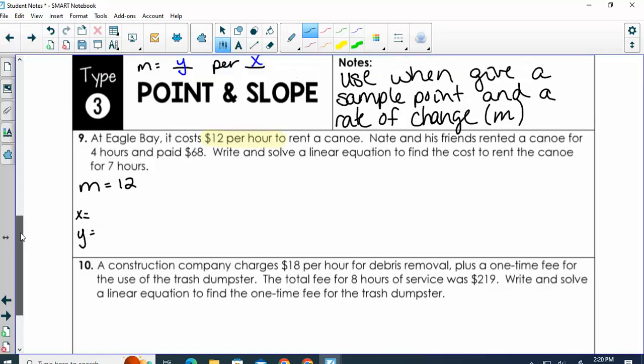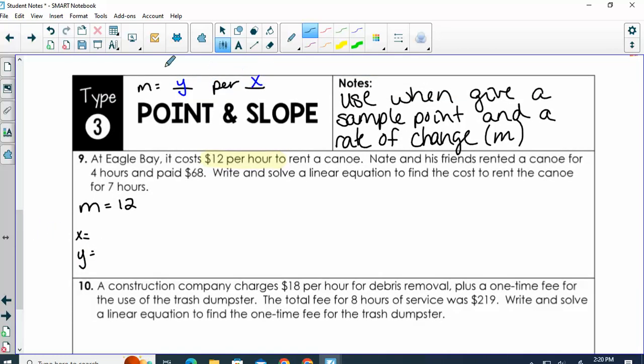I told you slope, it'll be something per x. So $12, so my y is my dollars per hour, so my x is the hour. Okay, so that slope gives me a lot of information. It tells me what variable is my x, what variable is my y, and we have our rate of change.